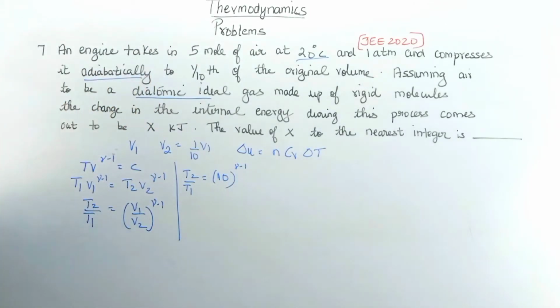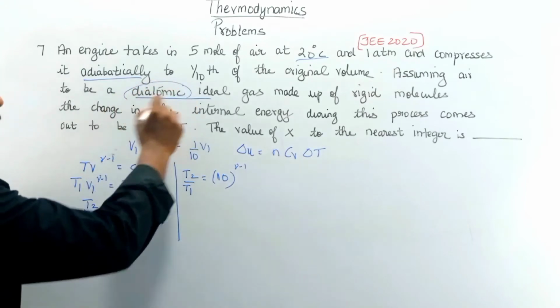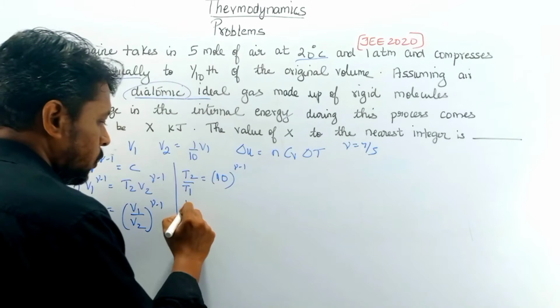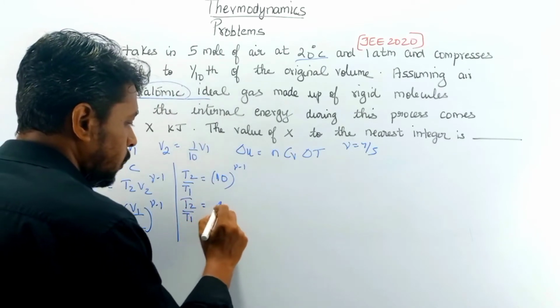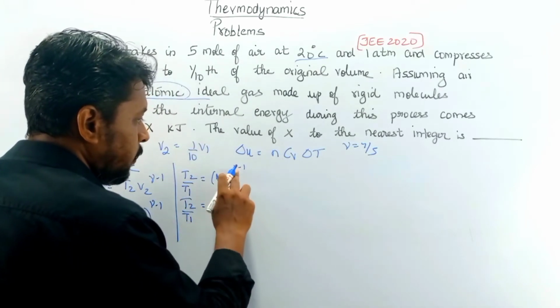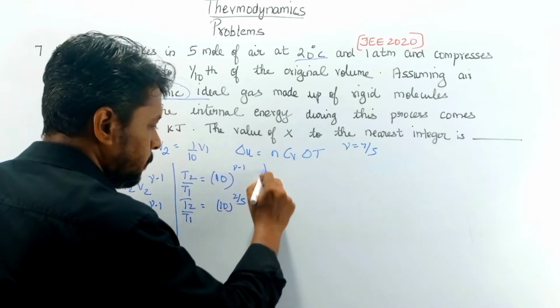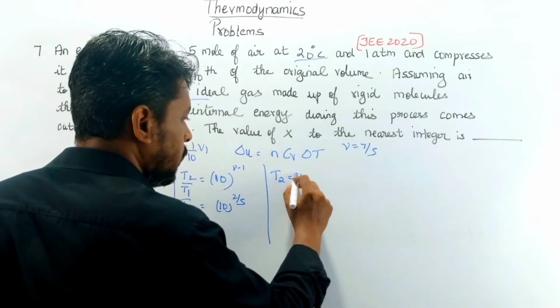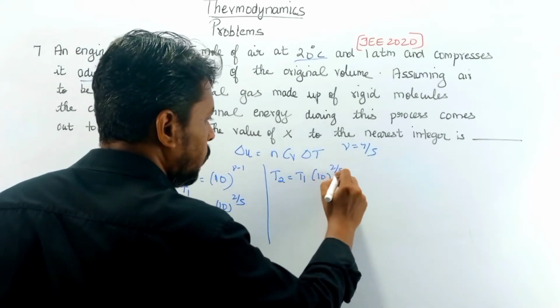So what is the gamma in your diatomic? It is 7 by 5. You know that gamma is equal to 7 by 5. So T2 by T1 is equal to 10 power 7 by 5 minus 1, which is nothing but 2 by 5. Okay, so then T2 will be equal to T1 into 10 power 2 by 5.